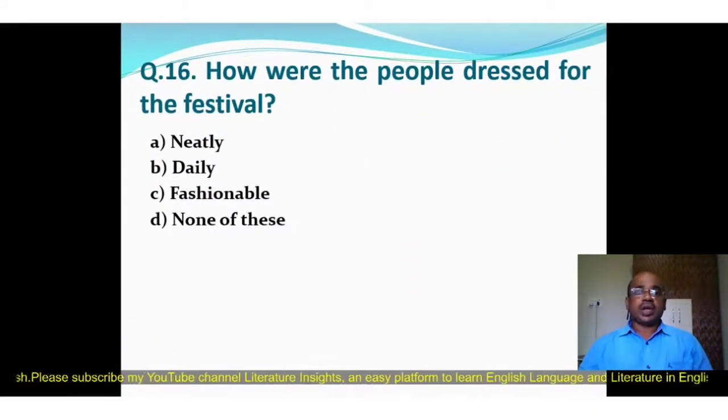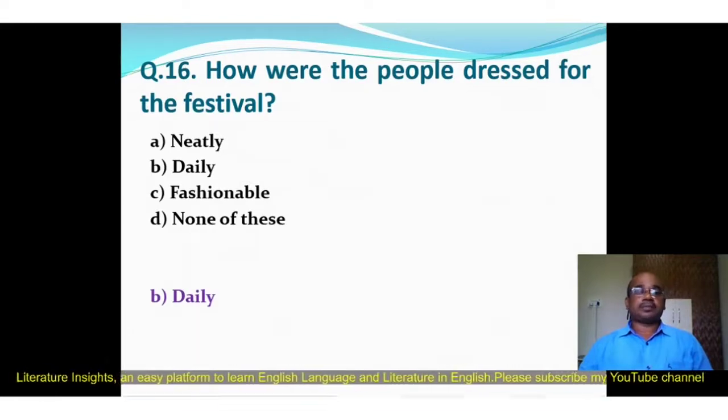Question number 16. How were the people dressed for the festival? A. Neatly. B. Daily. C. Fashionable. D. None of these. The correct answer is B. Daily. The people were dressed for the festival in a daily attire.